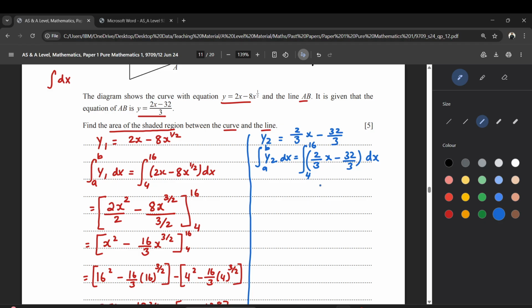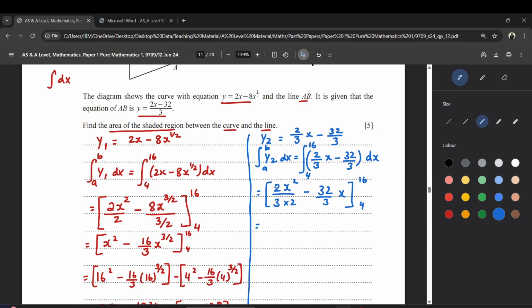Got it? Now again, you add 1 to the power, so this becomes x squared, and then divide by the new power. So here we get 2x squared over 3 times 2. This 3 was already present, so now you're just dividing by the new power. Minus over here 32 over 3, this becomes just x because there was no x, right? So we are now introducing x over here. We draw a square bracket and we write the limits over here.